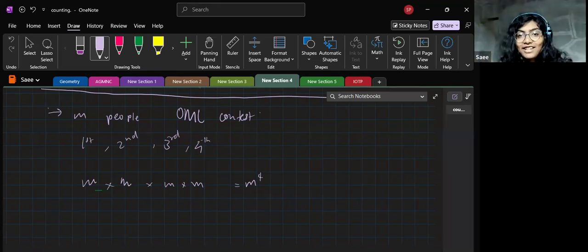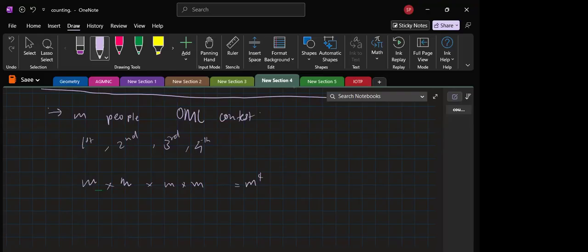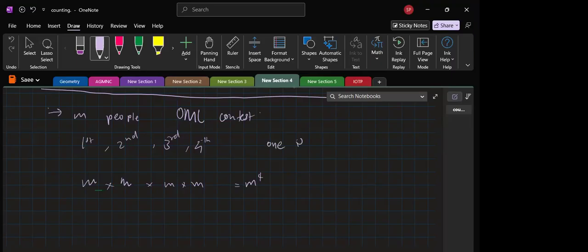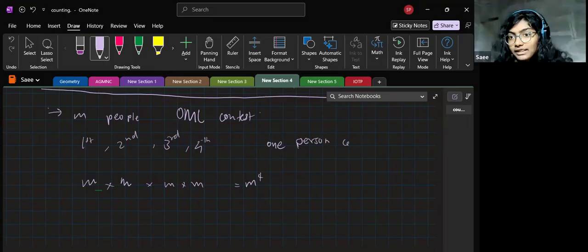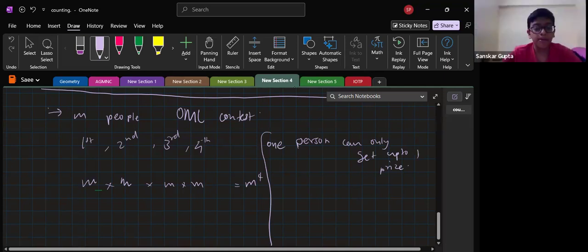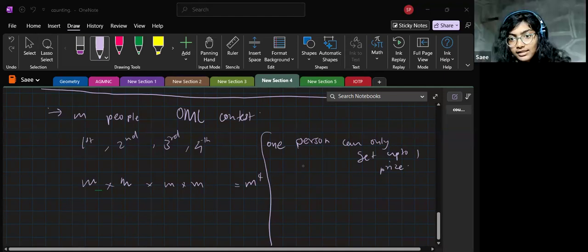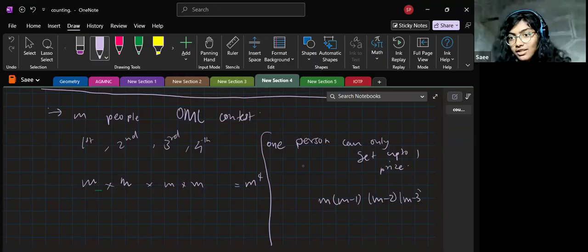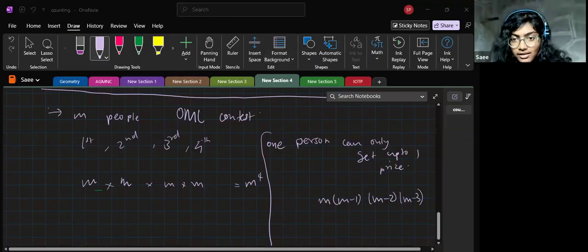Yes, I should have clarified that. All of these have to be different people. So you can do m times m minus 1 times m minus 2. Right, one person can only get up to one prize. We don't want to pamper anybody. So if this is the case, then the answer is m times m minus 1 times m minus 2 times m minus 3, if m is greater than or equal to 4. Yes, that we should assume. Otherwise, this makes no sense.